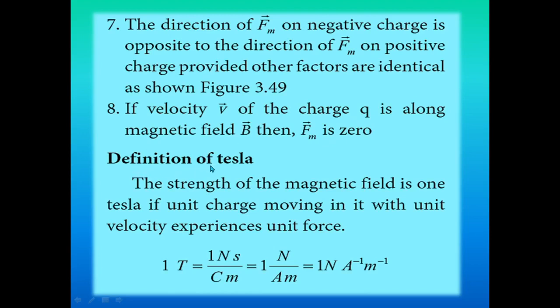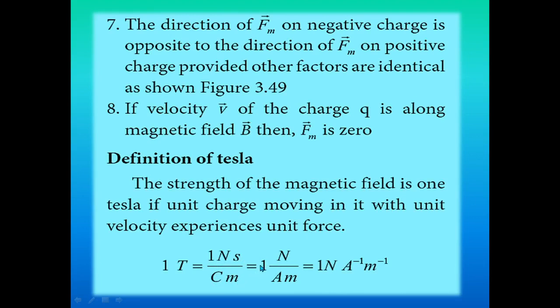Then the definition of Tesla. The strength of the magnetic field is 1 Tesla. Note it down, very, very important point. If a unit charge, 1 Coulomb charge, moving in it with unit velocity experiences unit force. 1 Tesla is equal to 1 Newton second divided by Coulomb meter.